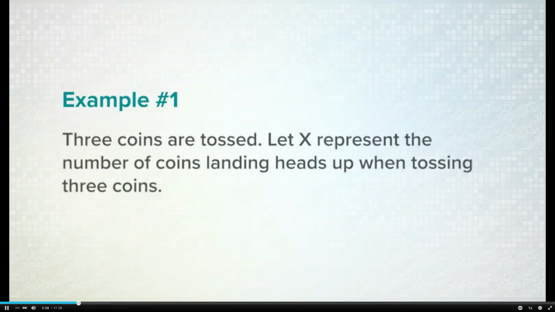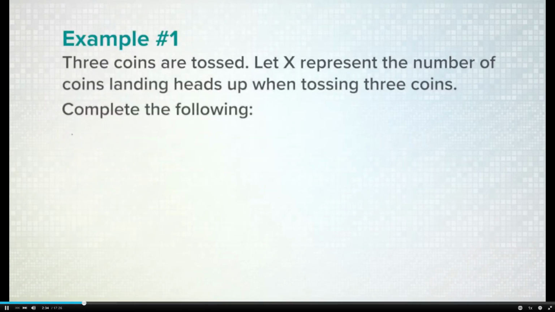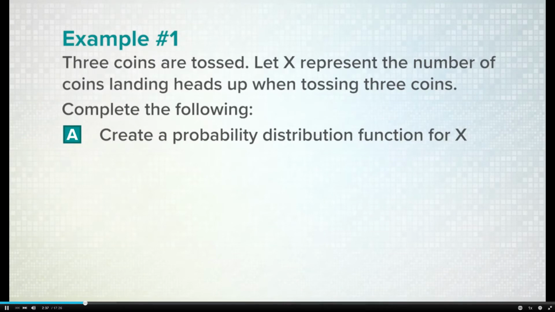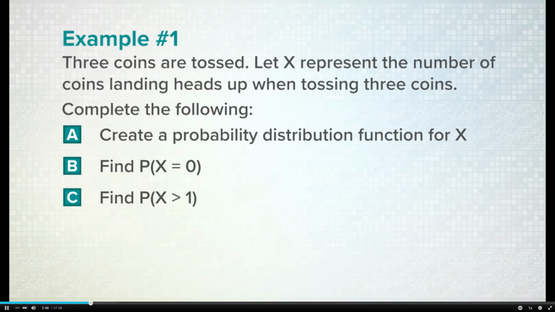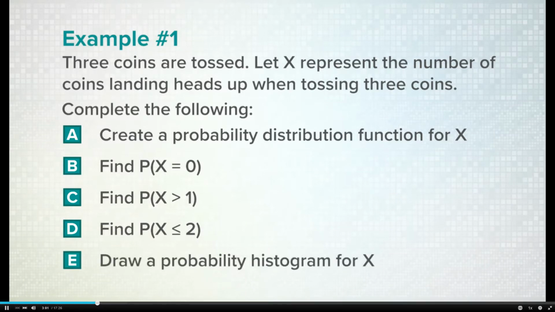In example number 1, 3 coins are tossed. Let x represent the number of coins landing heads up when tossing 3 coins. Complete the following. A. Create a probability distribution function for x. B. Find the probability that x equals 0. C. Find the probability that x is greater than 1. D. Find the probability that x is less than or equal to 2. And E. Draw a probability histogram for x.